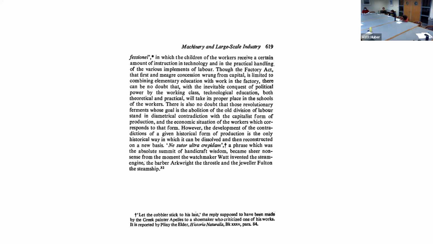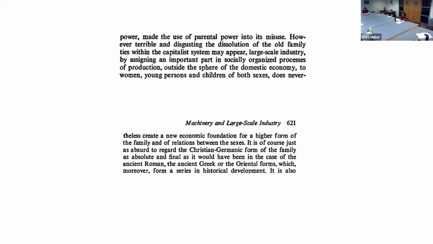He also says that, we think it's horrible what this system does to the family, right? As you read in the section about women and children, it tears mothers away from the children. Children are just left to themselves and die basically due to basic accidents. But he says that, however terrible and disgusting the dissolution of the old family within the capitalist system may appear, large-scale industry, by assigning an important part of the socially organized process of production outside the sphere of the domestic economy to women, young persons, and children of both sexes, does nevertheless create a new economic foundation for a higher form of the family, right?